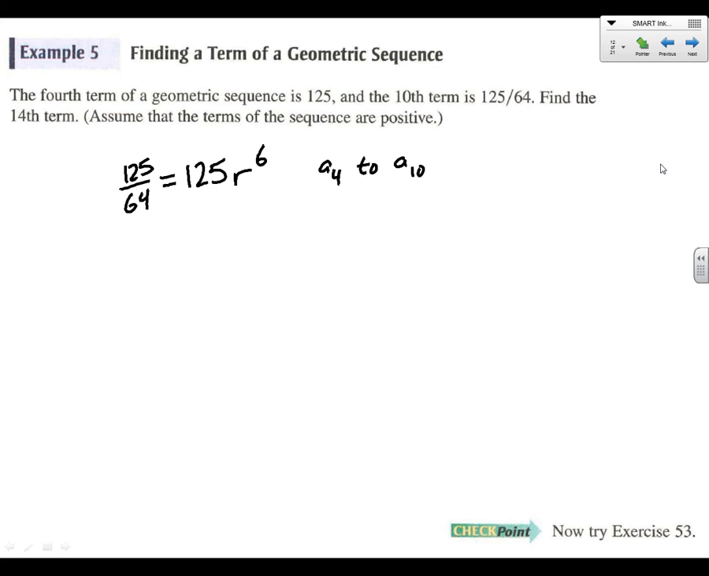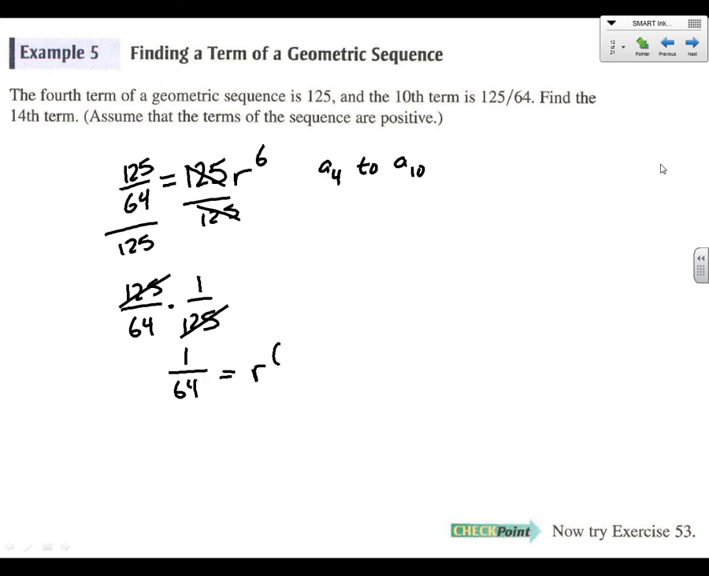So let's divide both sides by 125. So we can cancel these out. And 125 over 64 over 125, let's multiply by the reciprocal. Hey, look at that. Those cancel out. So 1/64 is equal to r to the 6th. And I believe that's a half. 2, 4, 8, 16, 32, 64. Yep.